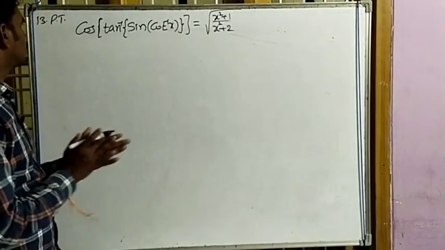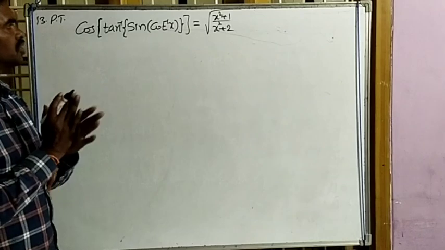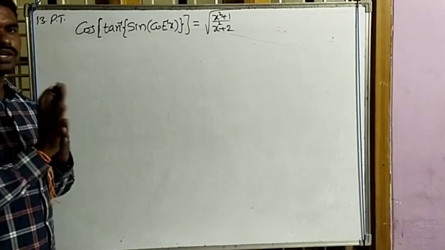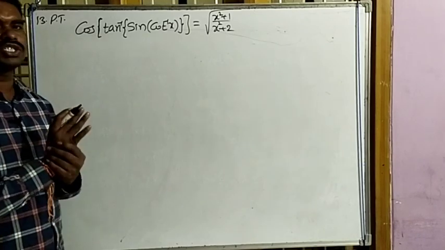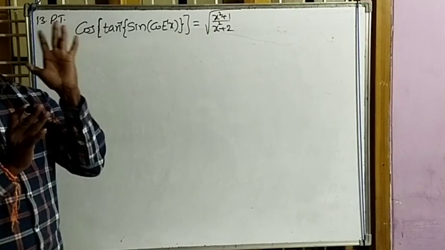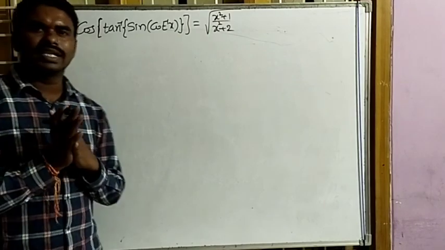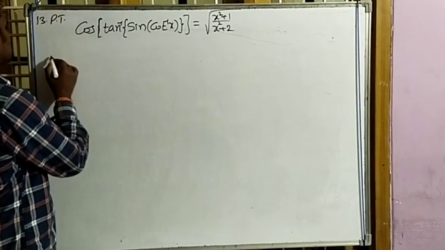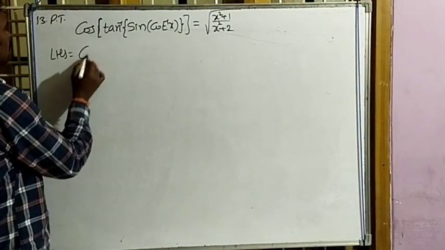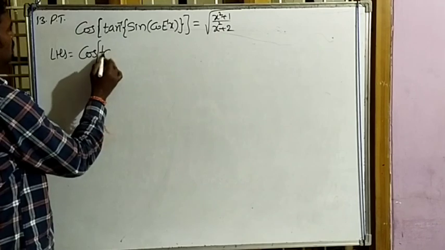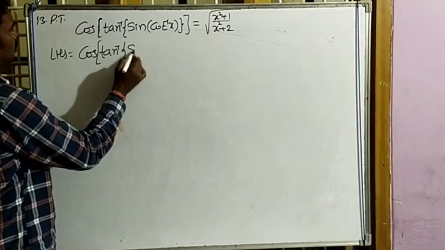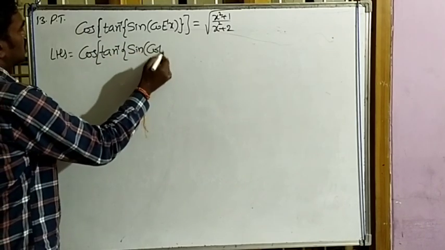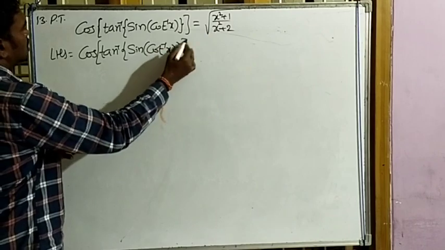Yeah friends, last question in this chapter. 13 questions here I am giving you with answers. These 13 questions are enough, so don't bother about other questions in this topic. Okay, so first the left hand side: I am taking cos of tan inverse of sine of cot inverse x.